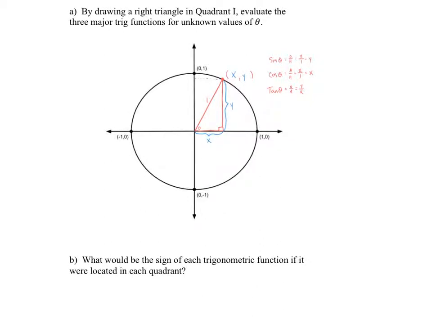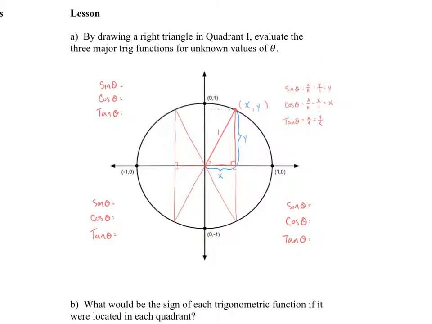But then it says, what would be the sign of each trigonometric function in B if it were located in each quadrant? So what I'm going to do here is I'm just going to draw 3 more triangles. I'm going to draw one here, I'm going to draw one here, and I'm going to draw one here. Okay, so we already had a triangle in quadrant 1. I've placed one in quadrant 2, I've placed one in quadrant 3, and I've placed one in quadrant 4. So what we're going to see is, does this change if we're in different quadrants? Because that's going to start to determine the value of these trig functions if we get angles that are bigger than 90 degrees.